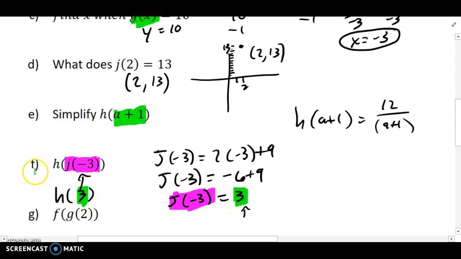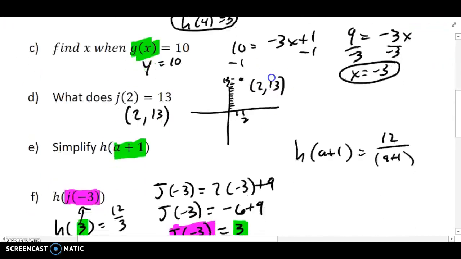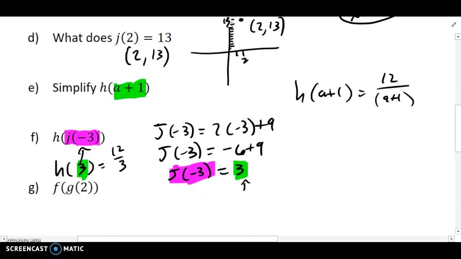So what they want us to do here is they want us to kind of like daisy chain, or cause like a chain reaction, or solve two problems at once. So we're going to solve the first one inside, and then we're going to take the answer to that first one inside and put it in and solve a second one. So the second one is going to be 12 over 3. So if you go back up here, it's 12 over x for h. So then we get 12 over 3. So then h of 3 equals 4.